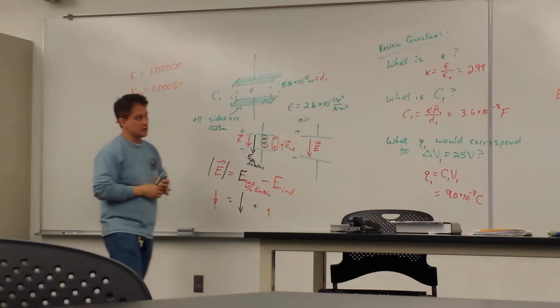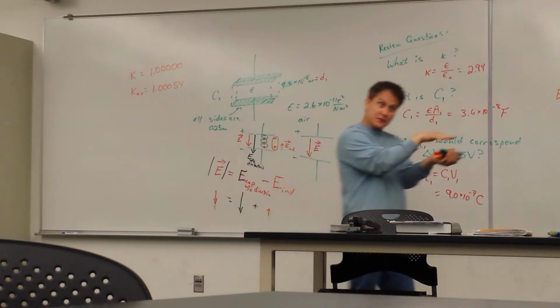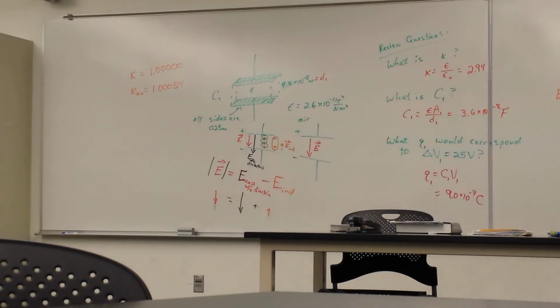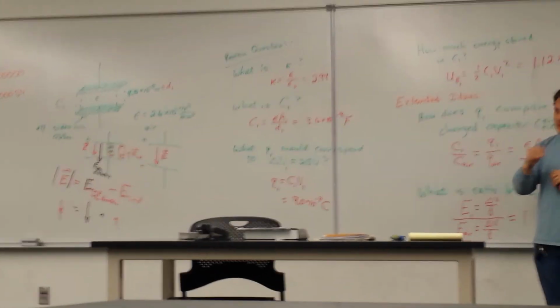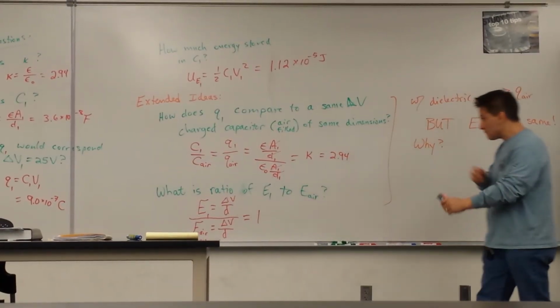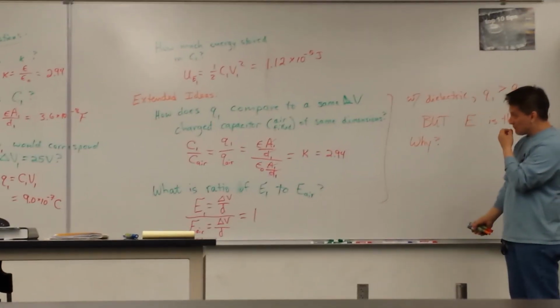So all things considered, two identical capacitors, one with air, one with something else. For the same amount of voltage, you will always have the same electric field between them. You just have more charge to produce it. So the sliding scale is how much charge you need to get the same effect, whether or not there's something in between. That's an interesting thing to point out.